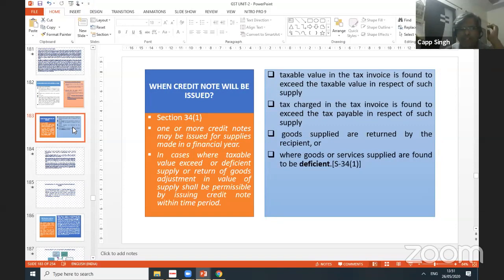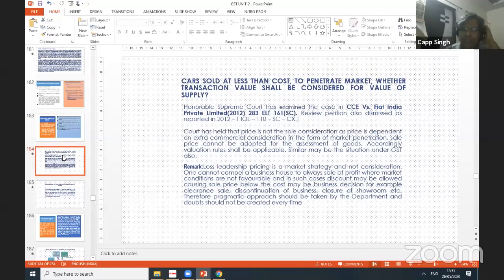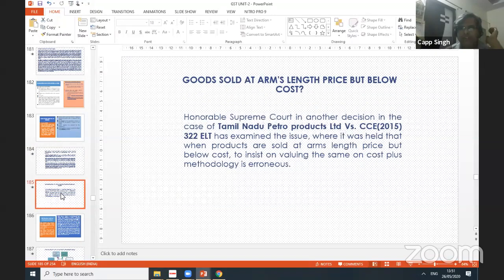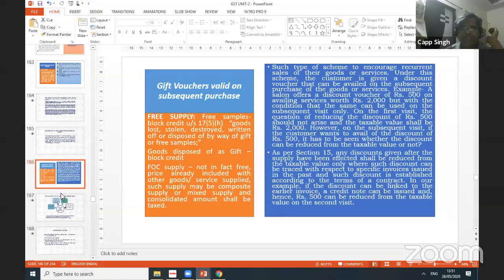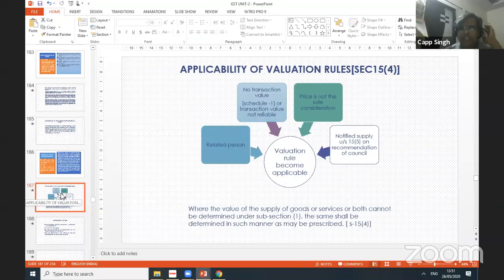By issuing credit notes, we can adjust our output tax liability, provided the service recipient or recipient of goods has also adjusted the input tax credit. If he has reduced the input tax credit, the supplier can also reduce the output tax liability, otherwise cannot. So I have just discussed all those provisions pertaining to that.